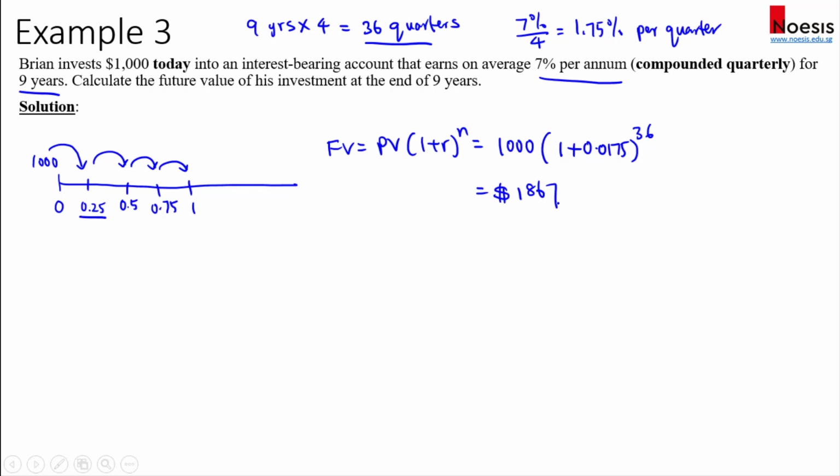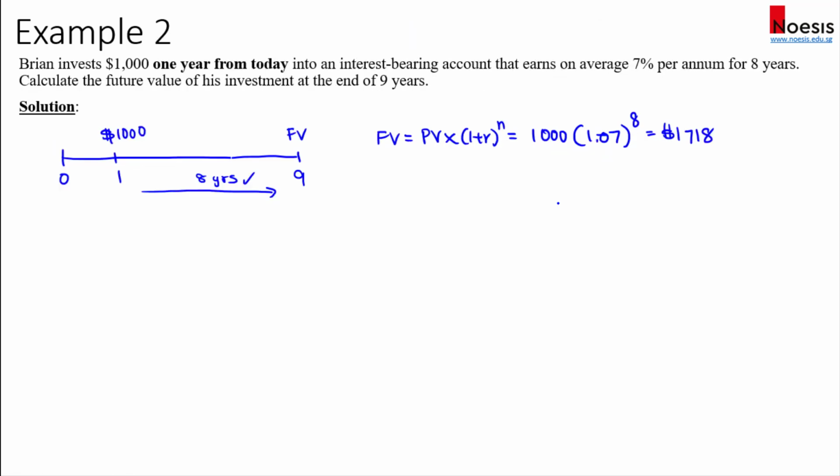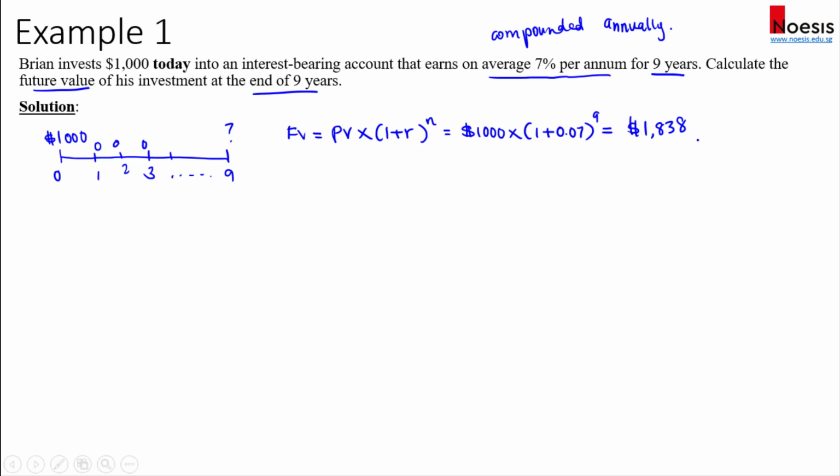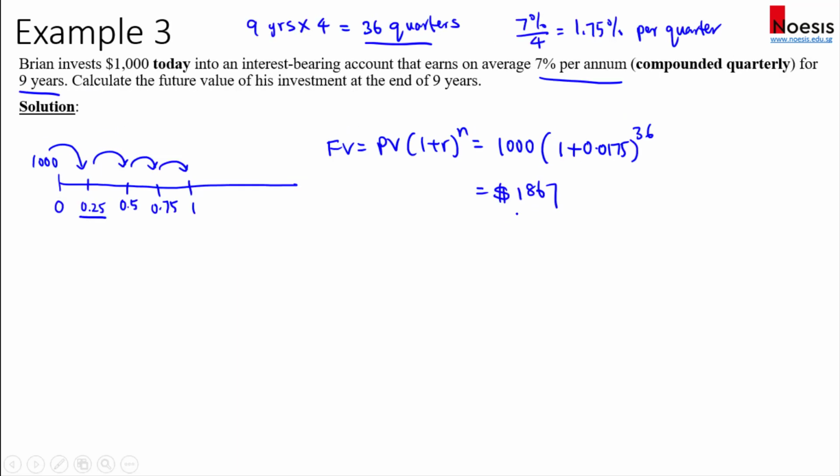And you will notice that this is higher compared to the initial result that we got in example 1. Okay, and this is due to the compounding power. So previously we only have 1,838, but now we have $1,867. Now, how do I do this using the calculator?